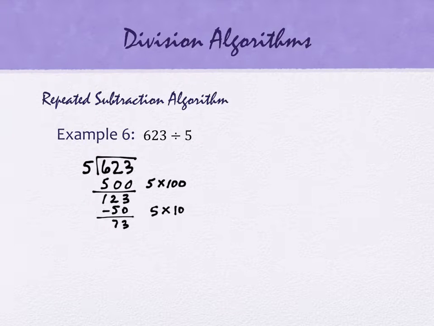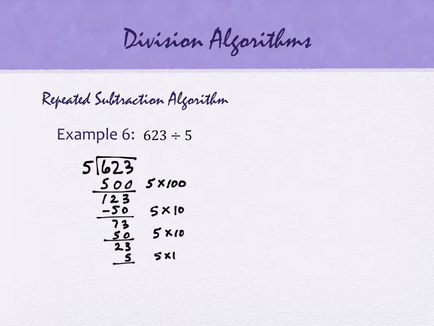73. Can I subtract 50 again? Yes, so I'm going to. I subtracted another 5 times 10. That leaves me with 23. Can I subtract 50 again? No. So now what am I going to have to subtract? Just 5. That's all I have left. And 5 is the same as 5 times 1. I know that sounds a little bit silly, but you'll see why I wrote it down in a minute.